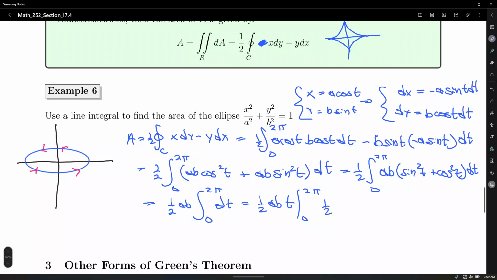1/2 ab times 2 pi minus 0, 2 pi over 2. So that's pi ab. And that is a formula that we would use to find the area of an ellipse. Yep. Funky, because we go through a line integral which calculates something other than area, but in this case it gives us the area, right?